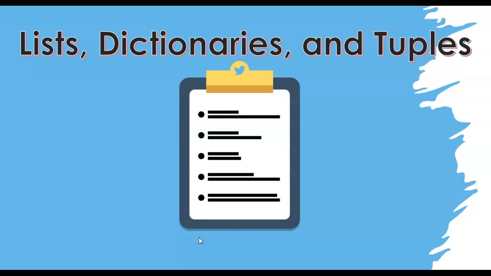In this video, I'd like to go over different variations of the basic data types: lists, dictionaries, and tuples. Let's start off talking about lists. Lists are tools to store a string of variables.